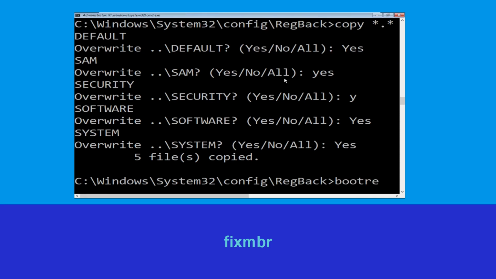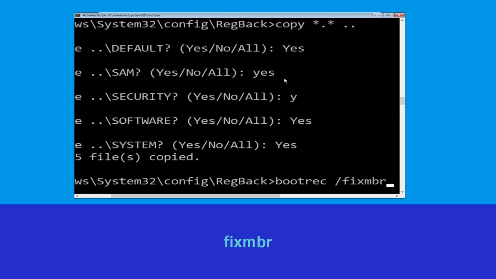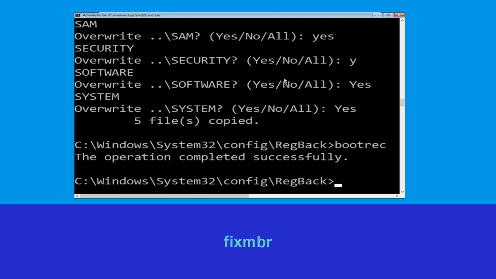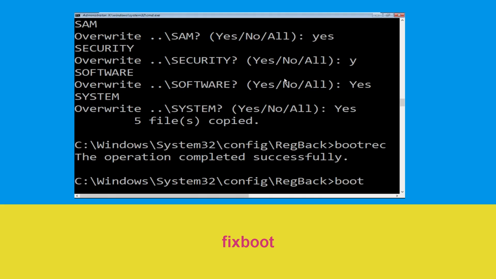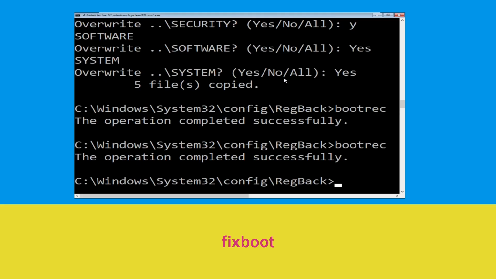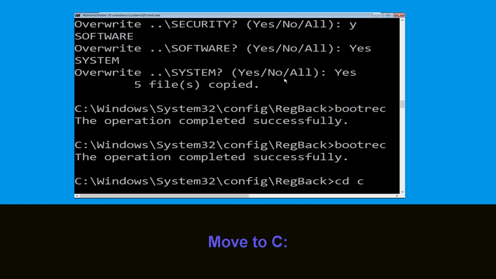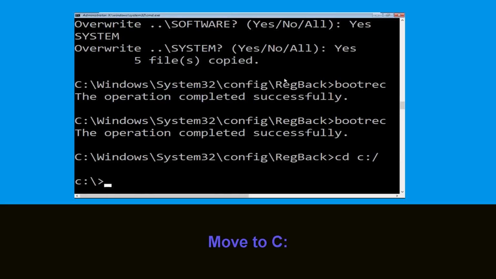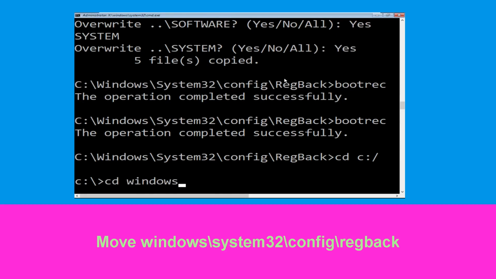Now type bootrec space /fixmbr and hit enter to execute the command. Type bootrec space /fixboot and hit enter. Type cd space c colon / and hit enter. Now type cd space Windows /system32 /config /regback and hit enter to execute.